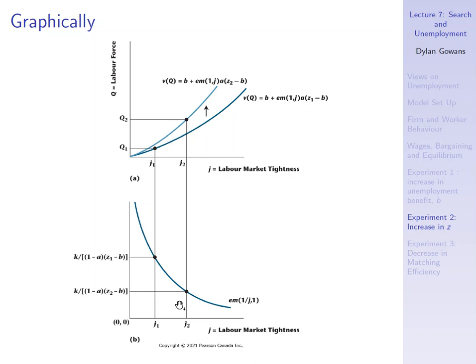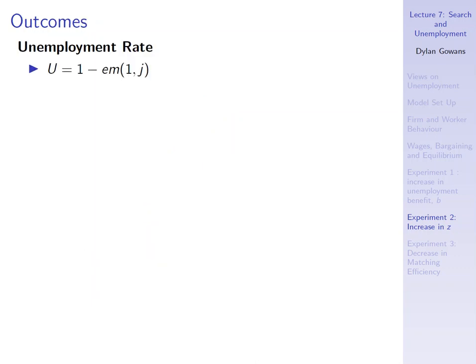So notice now that we have unambiguous effects. Unambiguously, J goes up, and unambiguously, Q goes up. And why is it unambiguous this time? It's because the two effects on Q are acting in the same direction. So J goes up, meaning that I'm now more likely to find a job, because there are more positions being offered. And also, if I do get a job, I expect to make more. My wage will be higher, my surplus will be higher. And so that's what's going on here.